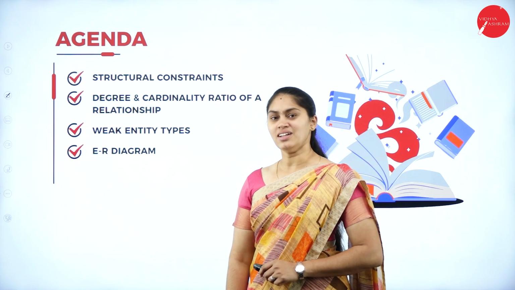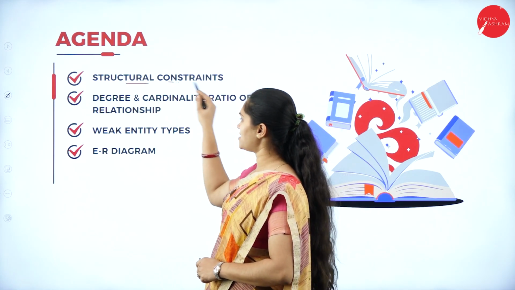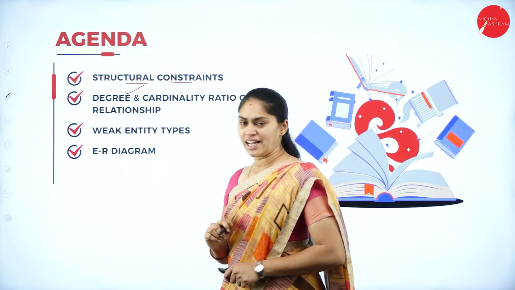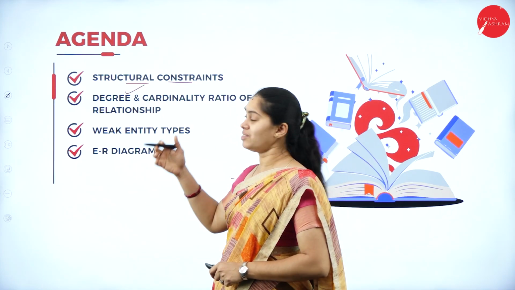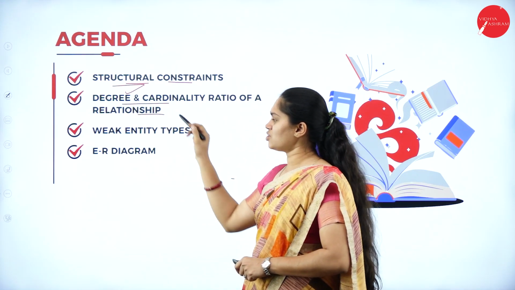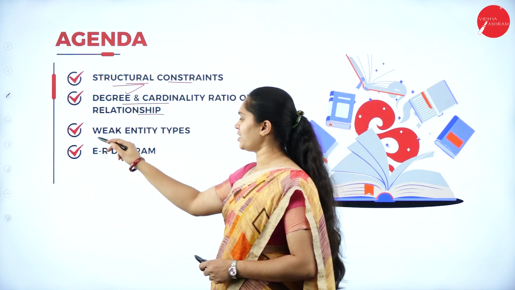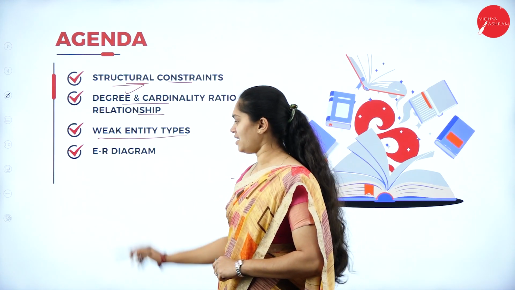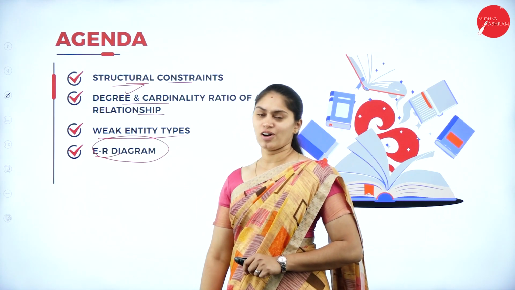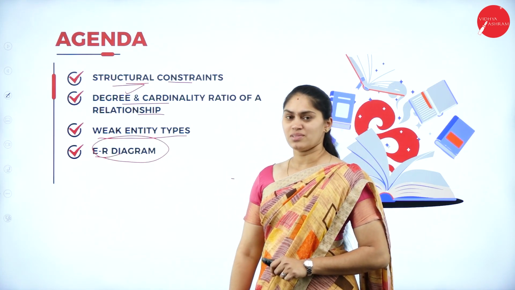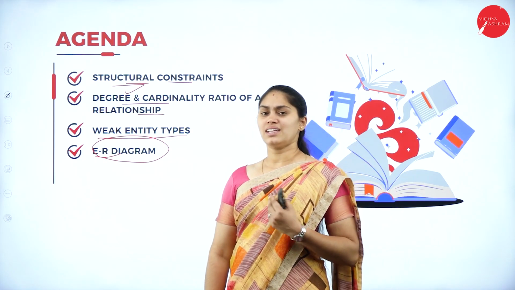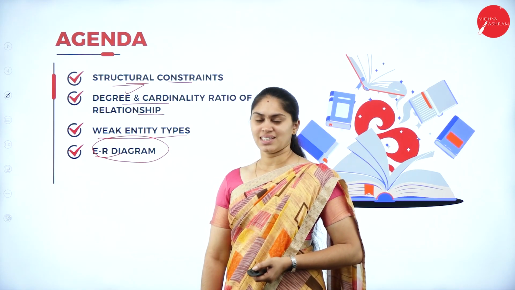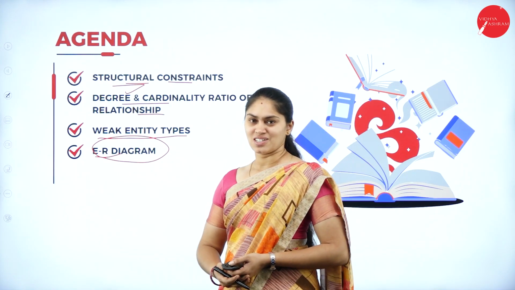So in today's session, we're going to see the structural constraints. The togetherness of the degree and cardinality ratio of a relationship, or a participation, will make the structural constraint. That I will also be discussing. Along with that, we're going to see what a weak entity type is and what different scenarios we have in it, and at last we'll see the last topic of the unit, that is the ER diagram. In order to have this ER diagram, what are the different shapes we have, along with how we name the ER diagram content, everything I will be discussing in today's session.